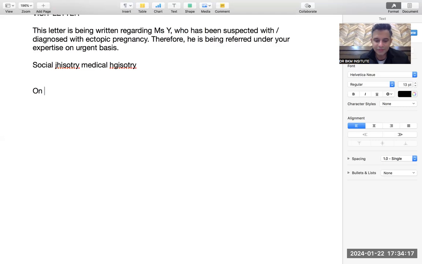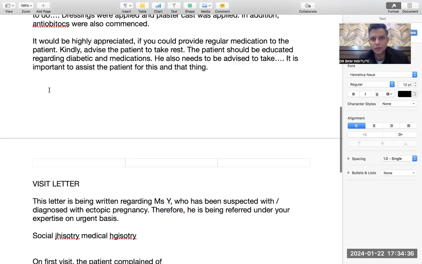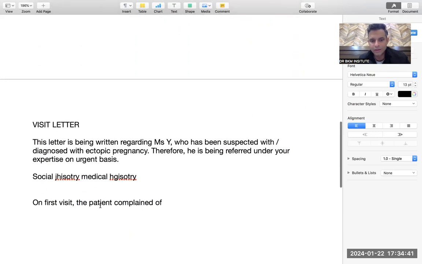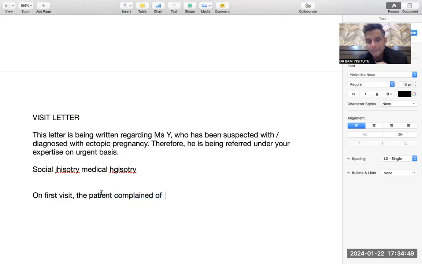In this letter, visits are there. On first visit, now the same grammar. The patient complained of. Now you will say, over here, sir, you were saying was, were plus third form. Over here, you are saying only second form. There is no was. That is the last thing you need to learn about grammar. Patient complained of means the patient complained actively by himself.